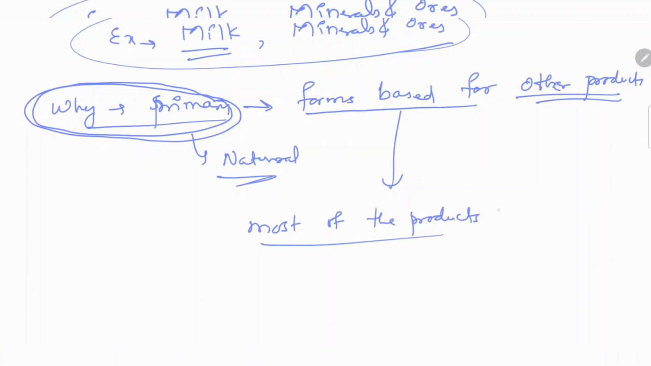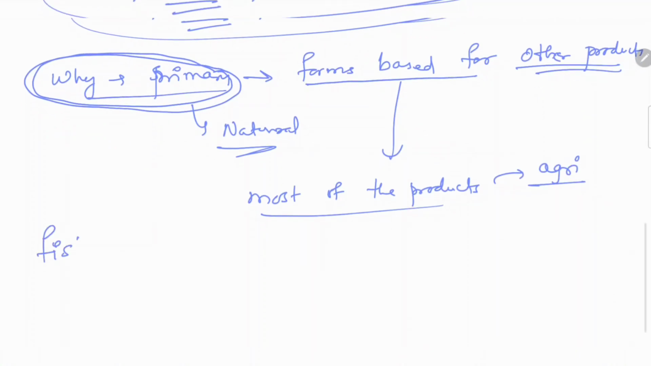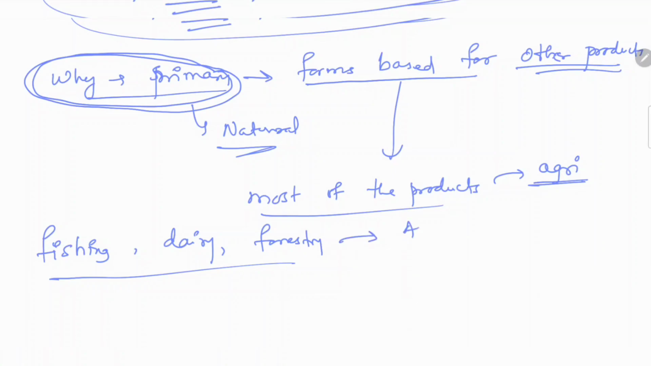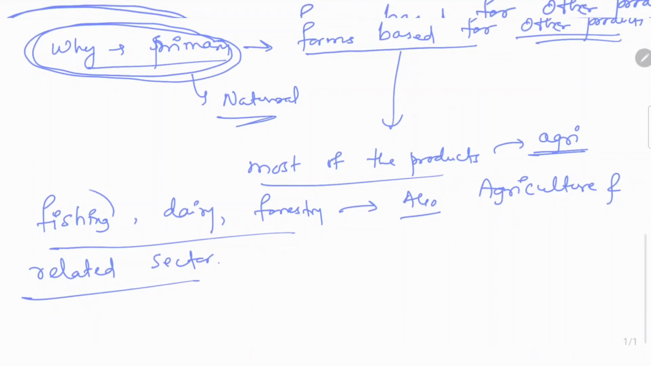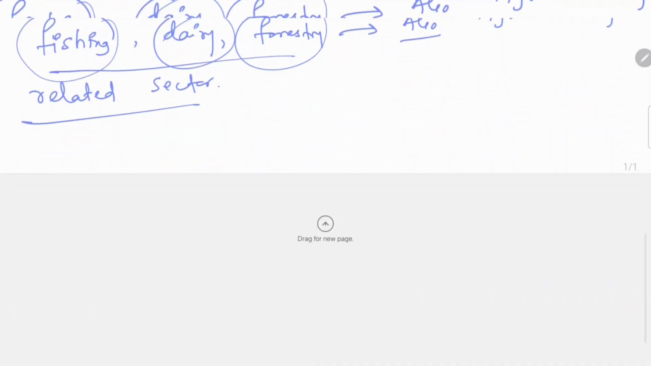are from agriculture, or fishing, or also dairy and forestry. Since most of them are from these activities like agriculture, fishing, dairy, and forestry, this sector is also called the agriculture and related sector. So this is about the primary sector.